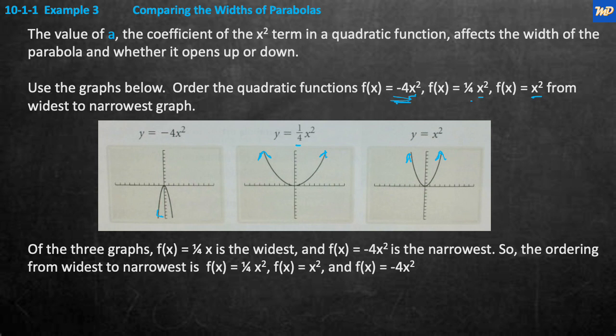Okay, then if I look at the next one here, I guess we can say that f of x is x squared. That's the middle one, without the 1/4 or without the 4 times. Well, this is kind of a very common U-shaped parabola. It just kind of goes down and up. Very common. That's where the a term is 1.